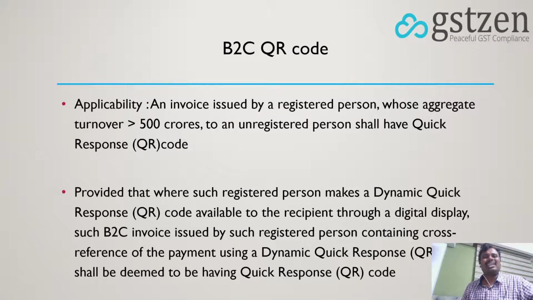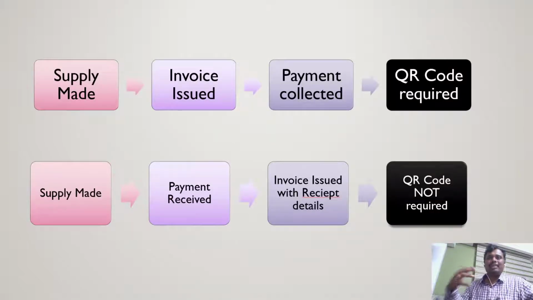If I have to put it in simple terms, you are making a supply and issuing the invoice. Upon issue of the invoice, you are collecting the money from the customer. Then you necessarily have to print the QR code on the invoice. You are not required to print the QR code if you made a supply, received the money from the customer, and the reference of such receipt is printed on the invoice. Then the QR code is not required to be printed on the invoice.